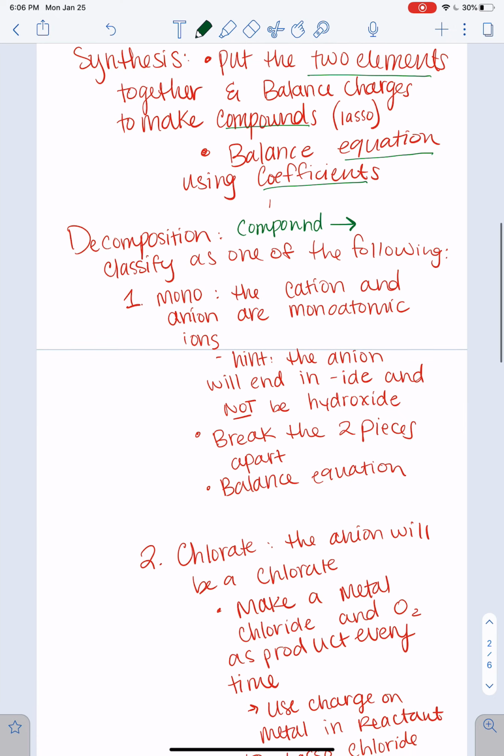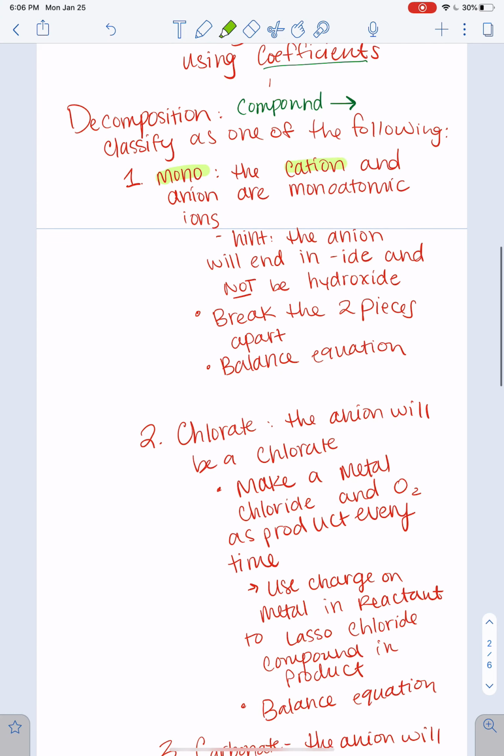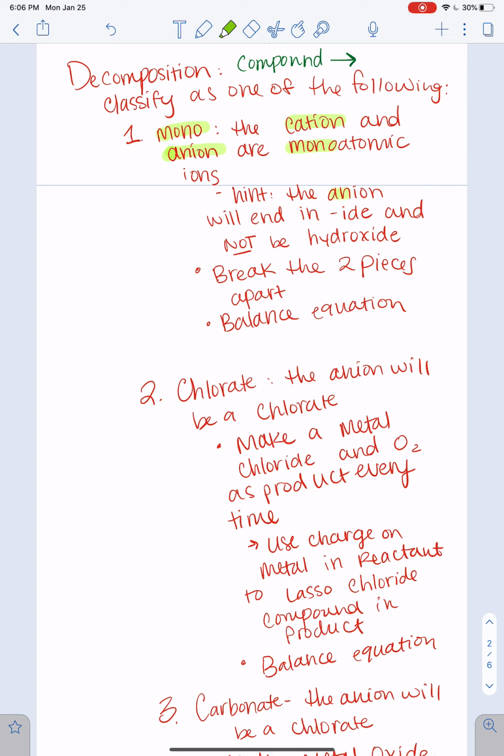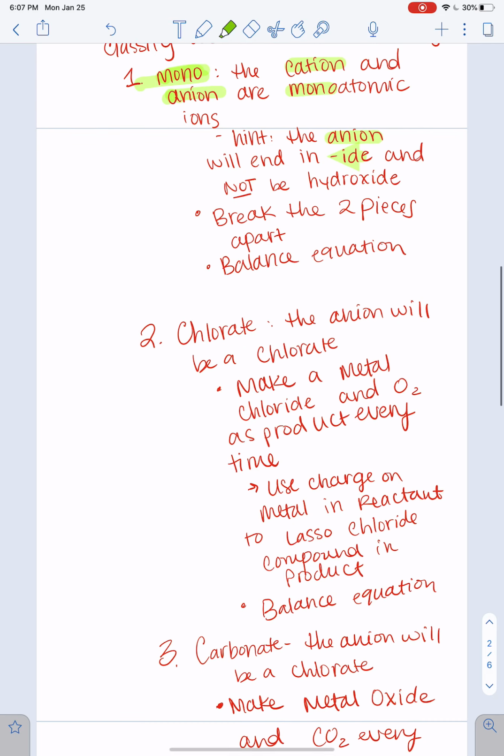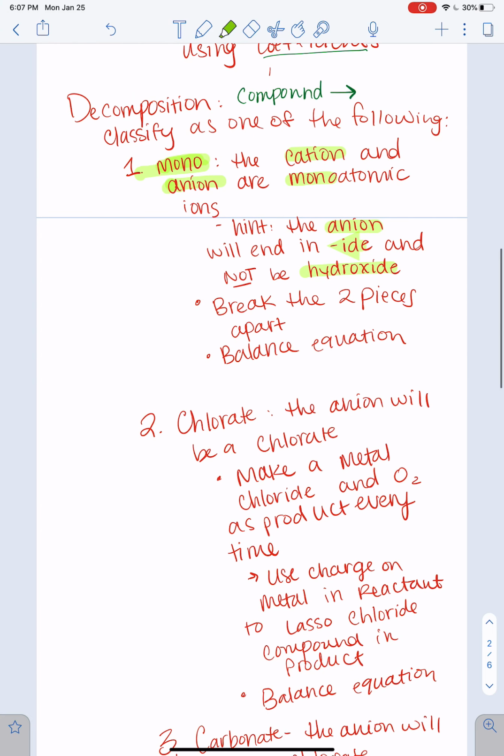Now, you can have different classifications of decomposition reactions. We can have a monoatomic, which just means that your cation, your metal, and your anion, your nonmetal, are both monoatomic, okay? You can figure that out by looking at the anion and checking if it ends in "ide." More than likely, if it ends in "ide," it is going to be monoatomic. The only exception would be a hydroxide because we have a rule for that down here. Okay, so for monoatomic reactions, you are just going to break the 2 pieces apart and then balance the equation.